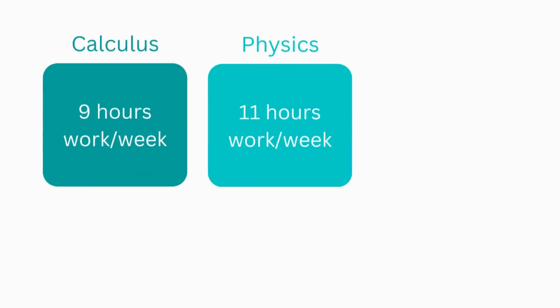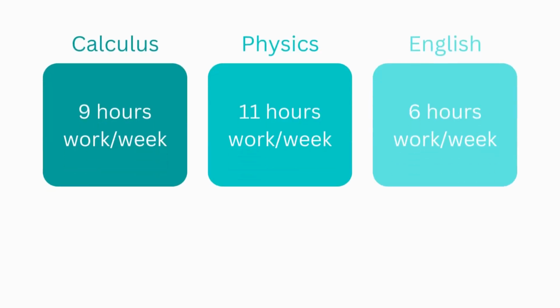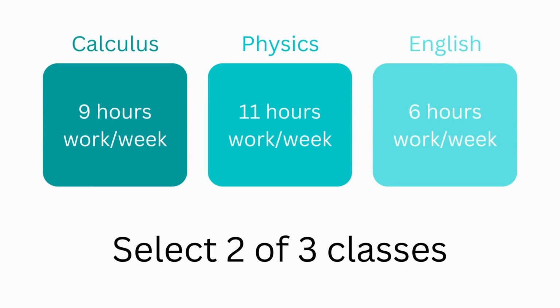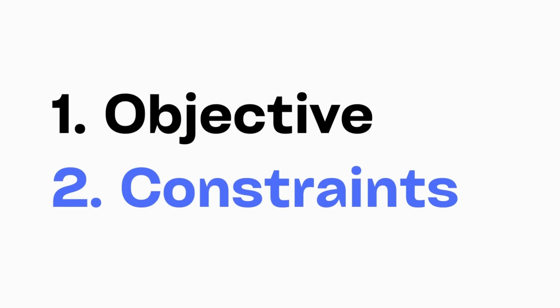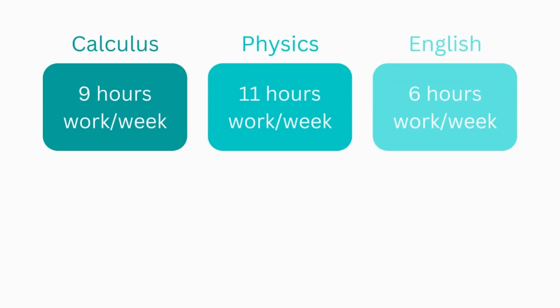Now this is a little bit confusing, so let's take a step back and construct a QUBO for our scheduling problem. Let's say you have 3 classes and none of them overlap. Now each of them assigns a certain number of hours of homework per week, and you want to select 2 of these 3 classes for your schedule. When creating the QUBO for any problem, we tackle it in 2 parts, the objective and the constraints. Now our objective is that we want to minimize the amount of time we spend on homework.